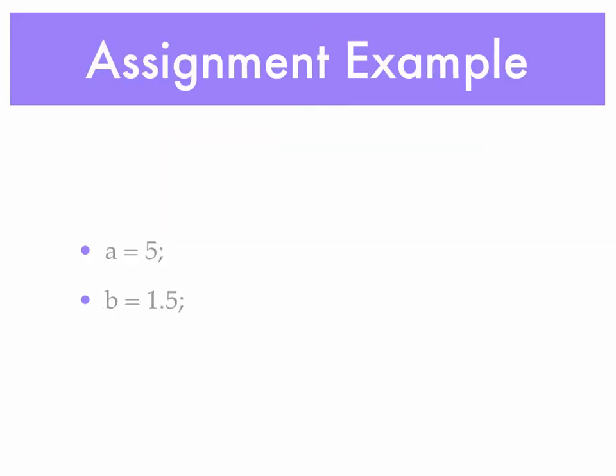An example of assignment would be a equals 5, meaning the value 5 is put into the named space a. b equals 1.5, the value 1.5 is put into the named space b. You recall that in our early example we had declared a to be an int, and therefore we are putting an int into that space, and b was declared to be a double. We are therefore putting a double, that is a value with a decimal point, into that space b.